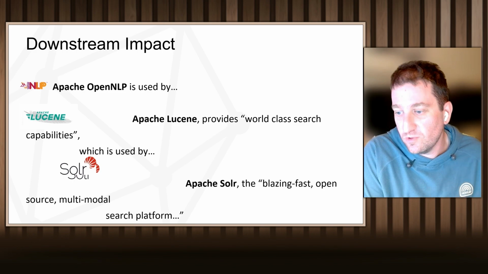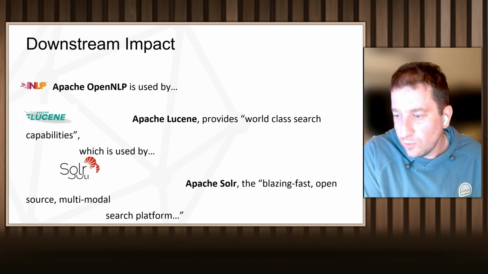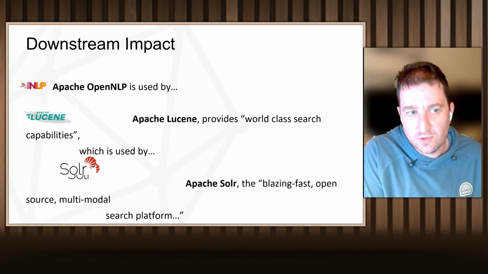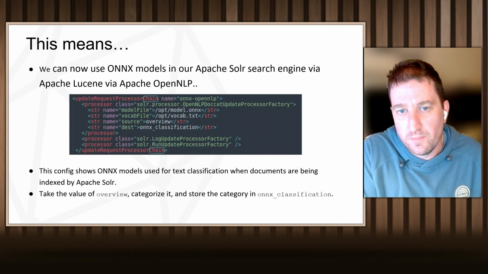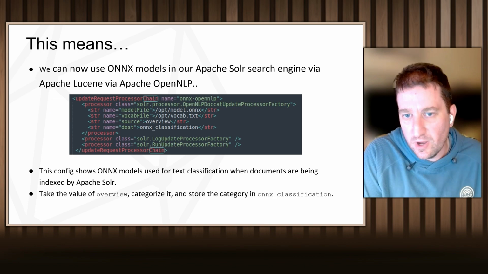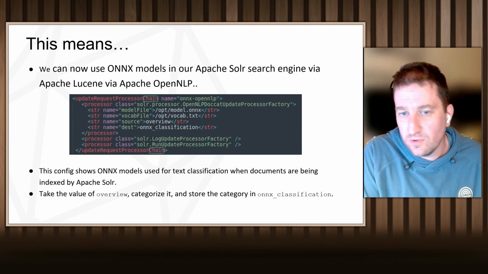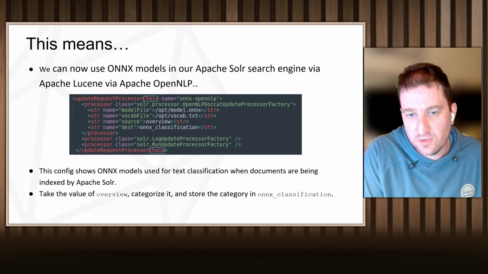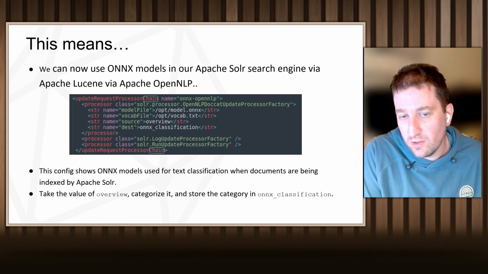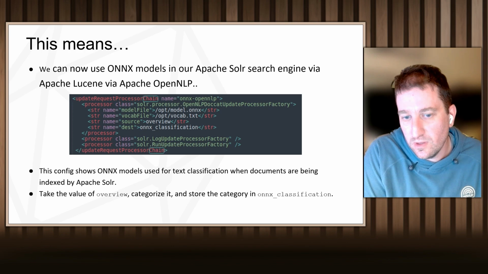This is not something that was my goal to start, but it was a really cool realization while working on this that we can have an impact outside of OpenNLP and in these downstream products. To give you an example of using ONNX models now in Apache Solr, this config just says that we are going to use an ONNX model via OpenNLP to do text classification when we're indexing a document. We're taking a document that has a field called overview, and we are going to classify it, and we're going to write the classification into the ONNX_classification field that we index into Apache Solr.